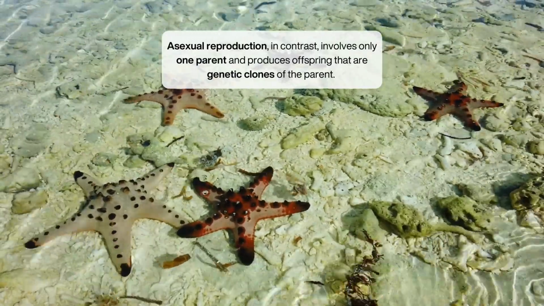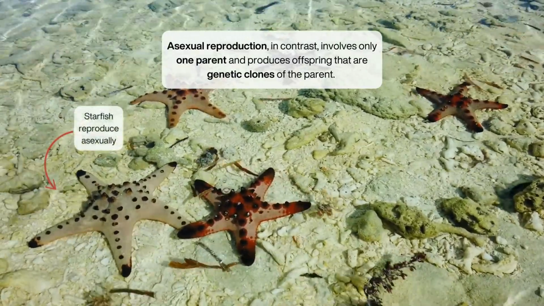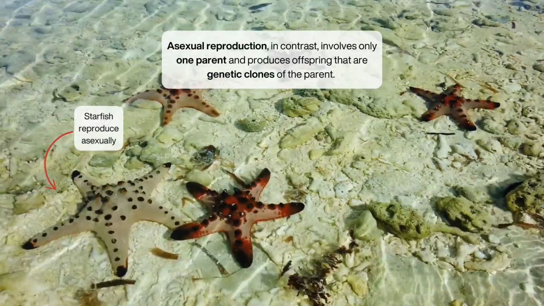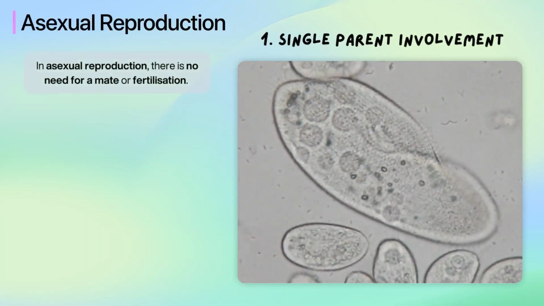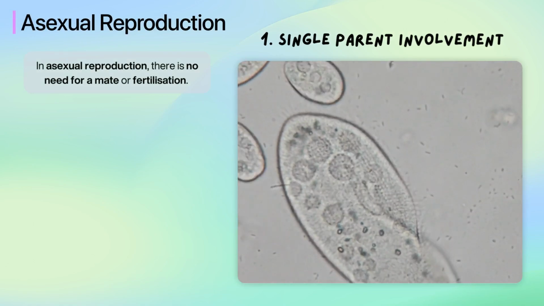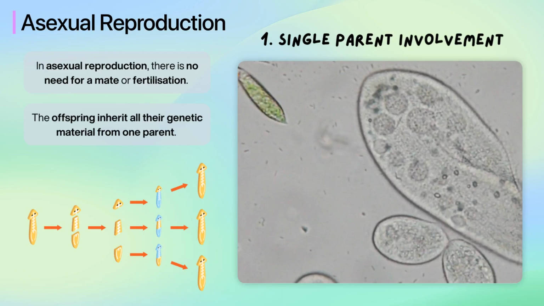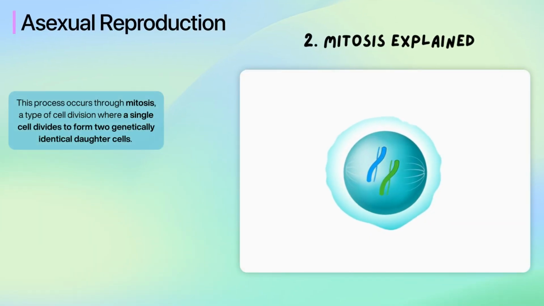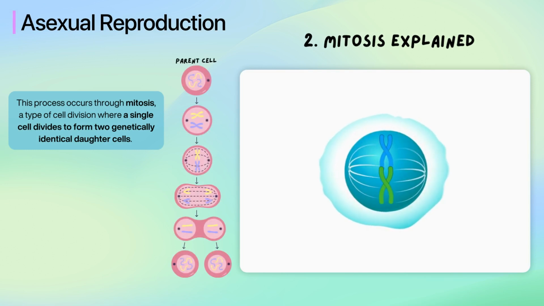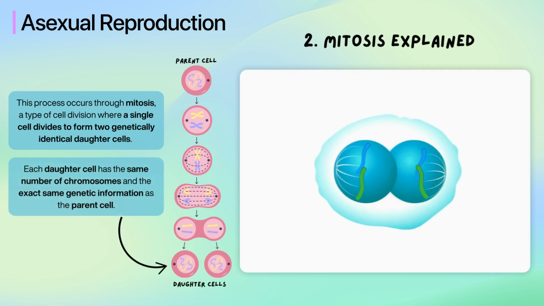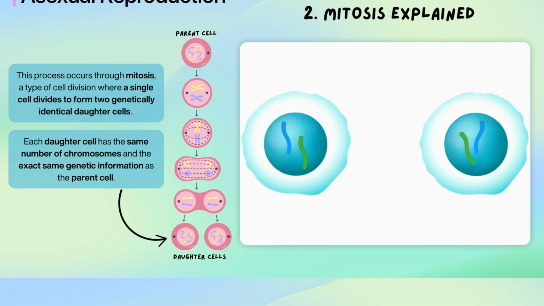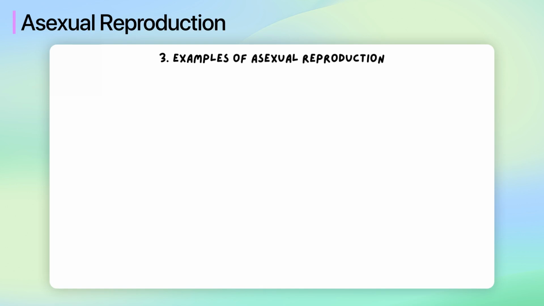Asexual reproduction, in contrast, involves only one parent and produces offspring that are genetic clones of the parent. Here's how. In asexual reproduction, there is no need for a mate or fertilization. The offspring inherit all their genetic material from one parent. This process occurs through mitosis, a type of cell division where a single cell divides to form 2 genetically identical daughter cells. Each daughter cell has the same number of chromosomes and the exact same genetic information as the parent cell.